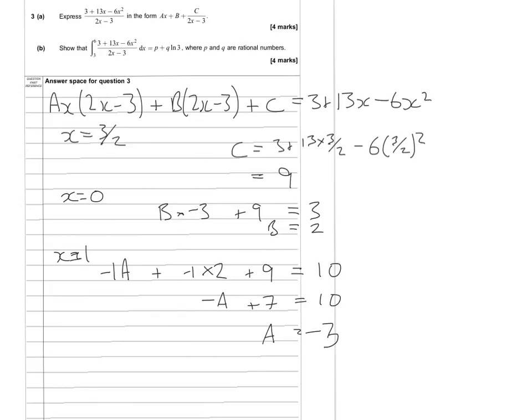Okay, you could get that this way, or you could get it with long division. Either method is absolutely fine. So negative 3x plus 2 plus 9 over 2x minus 3.